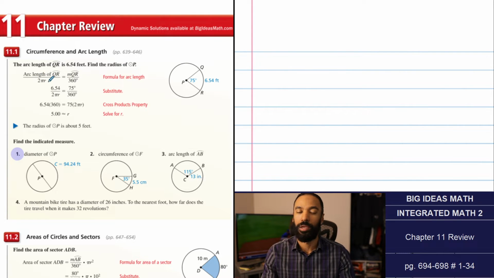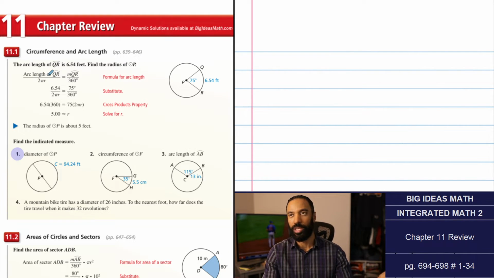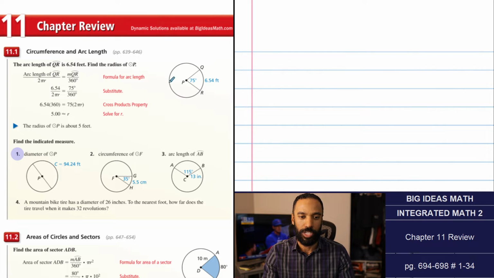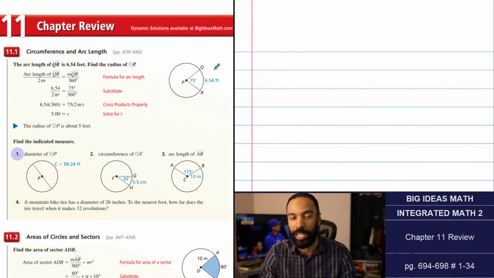2 pi r being the circumference. You can either find the circumference and then find radius after that, or just use that part of the formula there and solve for r. So the arc length of QR is 6.54 feet. The measure of arc QR is 75 degrees. Remember, 75 out of 360 is whatever that ratio is. This will stay in that proportion. Looks like they would go to cross multiply and divide both sides by 2 pi. You get a radius of about 5 feet, and that ends up being the answer.